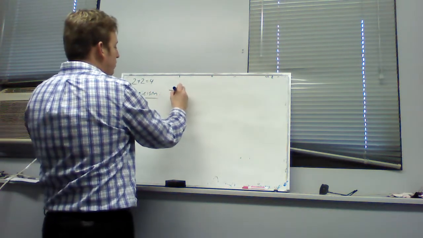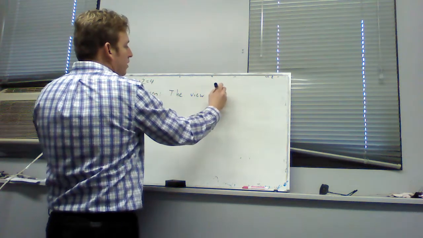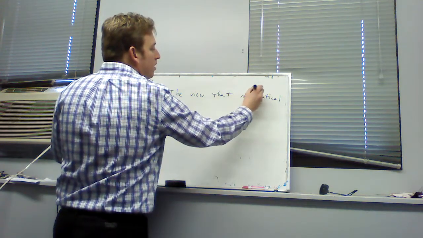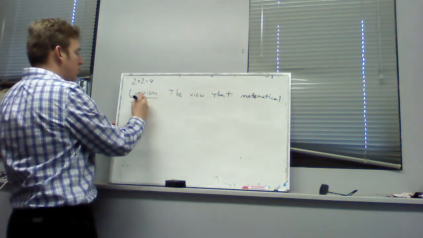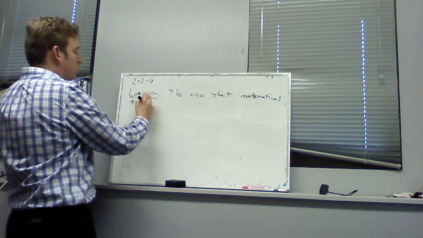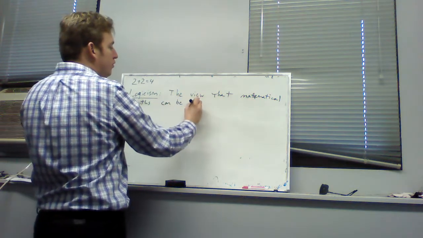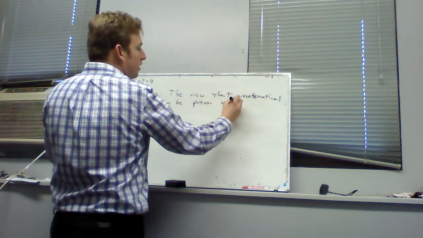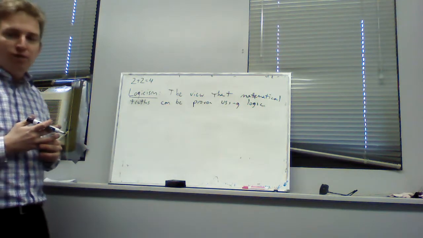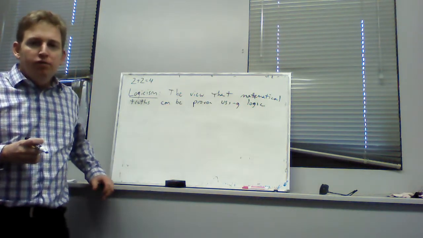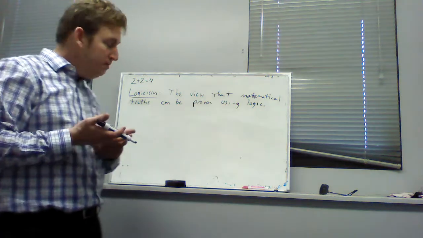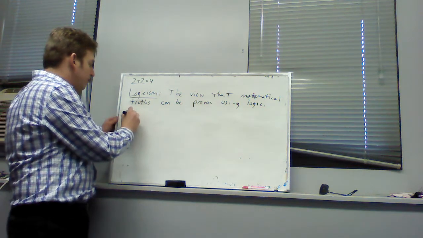Logicism is the view that mathematical truths can be proven using logic. Logic being just the basic science of formal reasoning. And Bertrand Russell was a logicist, as were a whole lot of people back about 100 years ago. The most famous logicist of all was a guy named Gottlob Frege.